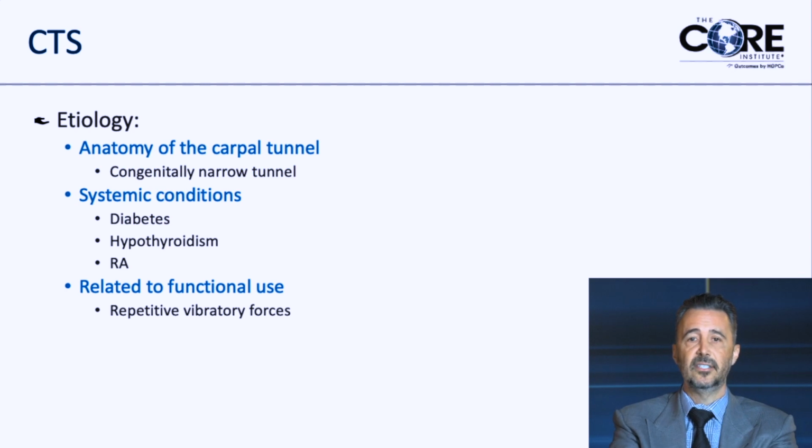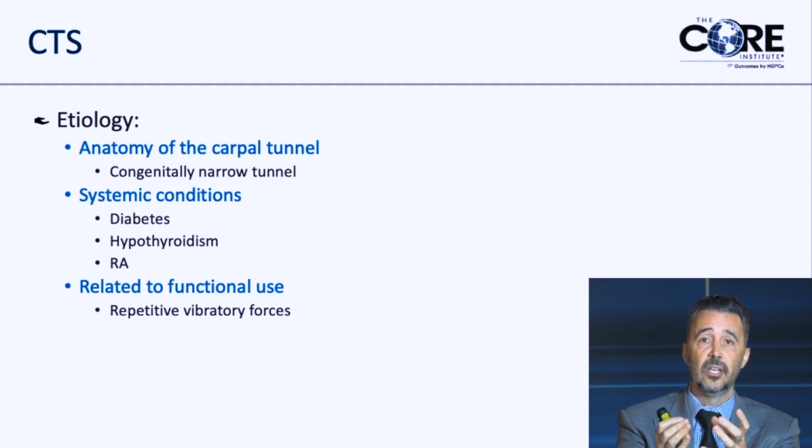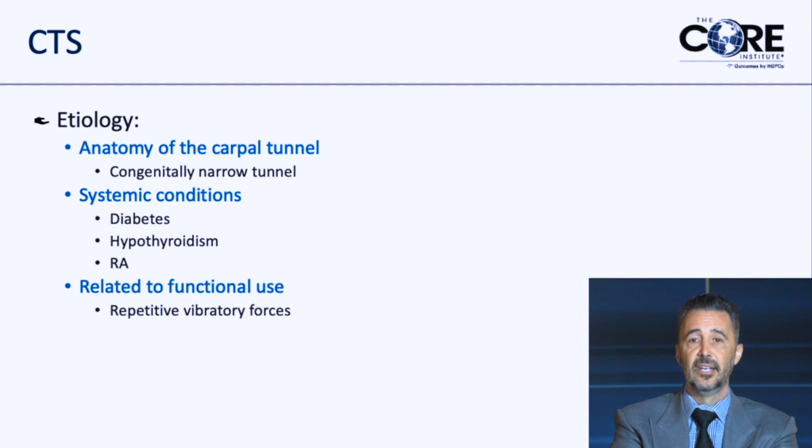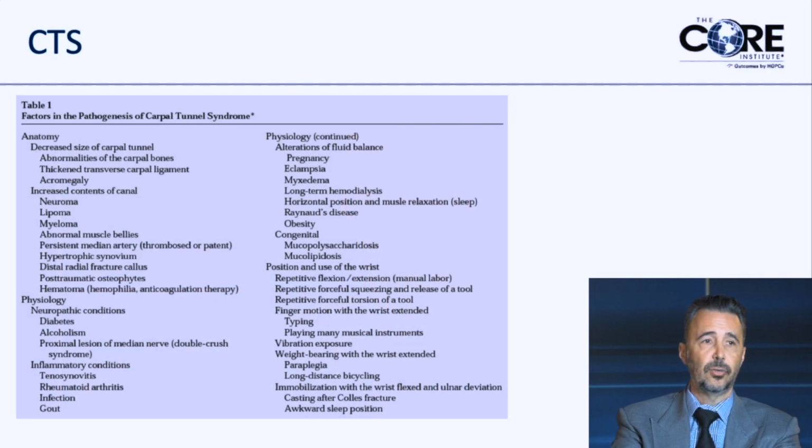Some of the common things: you could have a congenitally small tunnel, so you may have just small bony anatomy that can create the problem. Systemic conditions like diabetes or thyroid issues, or repetitive use. Somebody who might be bicycle riding or motorcycle riding can get vibratory forces on their hand that can definitely create issues. This is a very short list of 90 examples of some of the things that can cause carpal tunnel out there in the world.